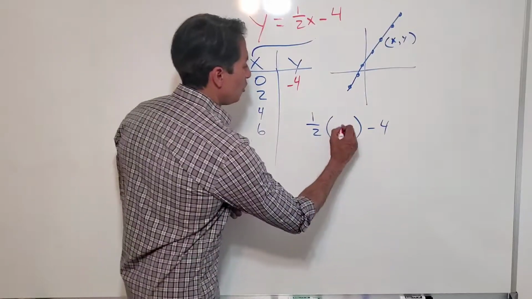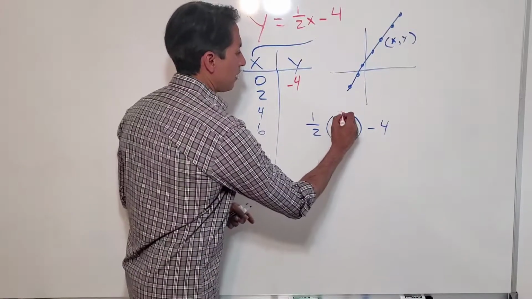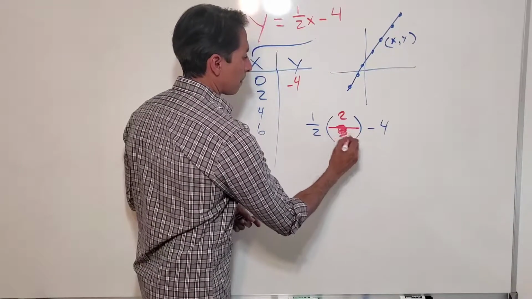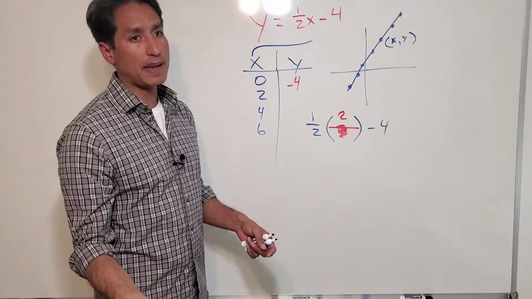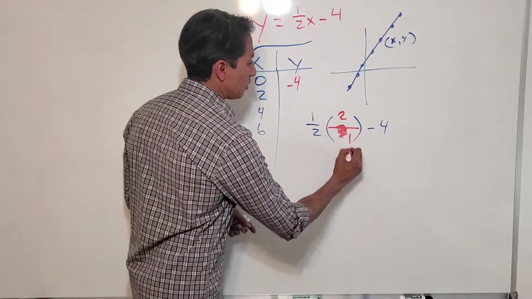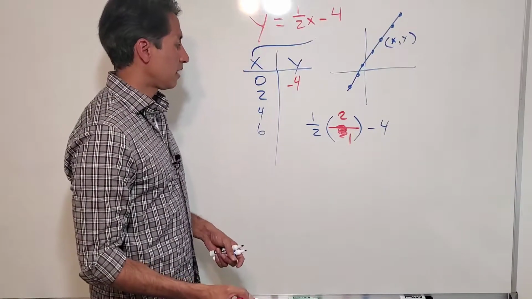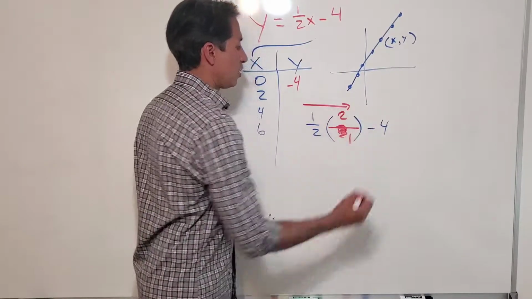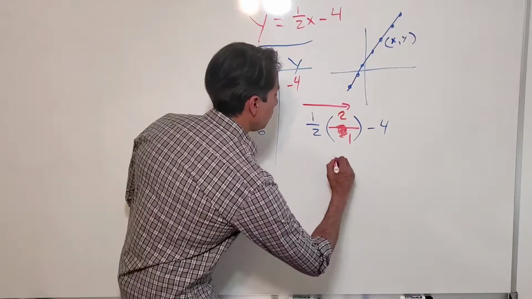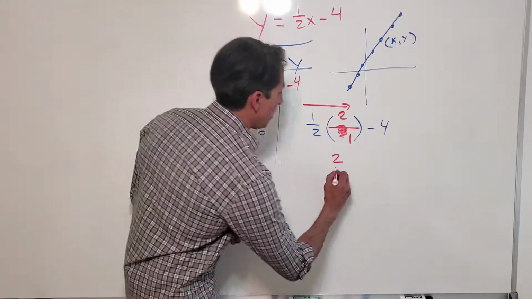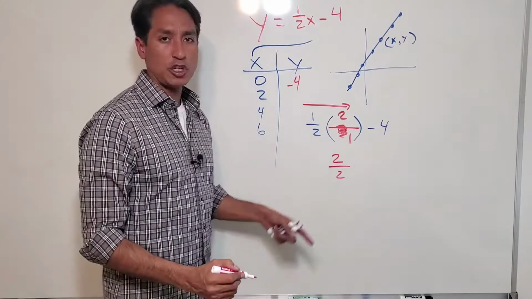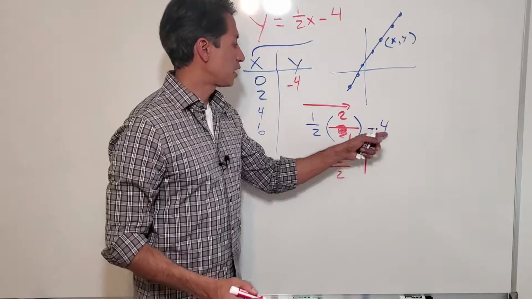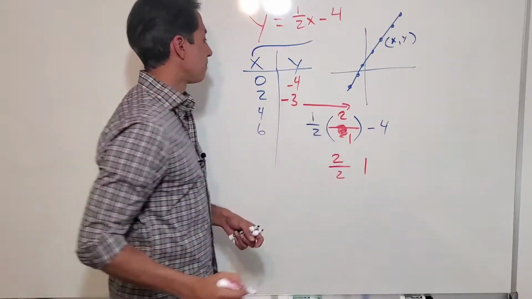I plug in my 2 here, and the reason I pick these whole numbers is just because of this: anytime you have a whole number, you can always make it into a fraction, so I do 2/1. That's the number 2. When you multiply fractions, you go straight across. 1 times 2 is 2. 2 times 1 is 2. And 2/2 is 1 whole, which just means the answer is 1. 1 minus 4 is -3.